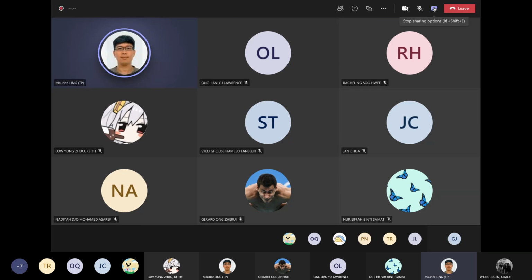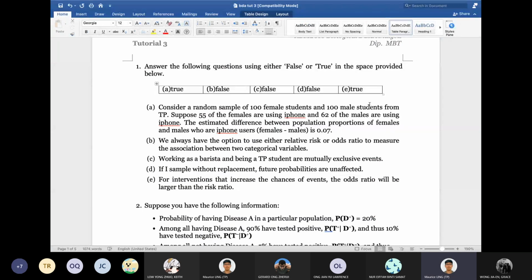Which one? A and B. Question 1, because you are looking at the difference in proportion. So how many percent lesser? That's for question 1. Question 2 is you always have the option to use relative risk and odds ratio to measure 2 category variables. Technically you can say that you can use relative risk and odds ratio for both cohort and case control studies.